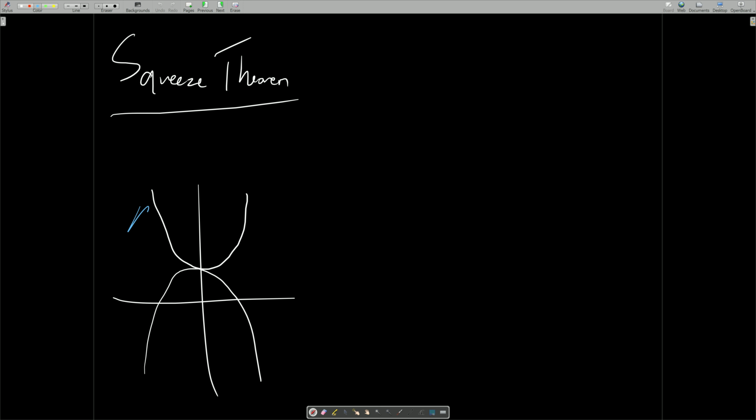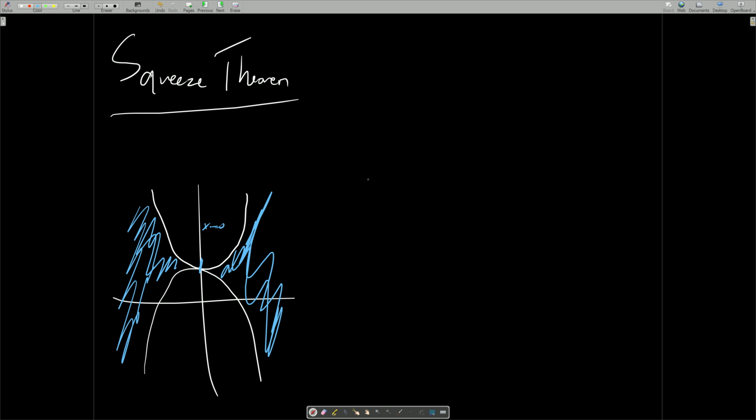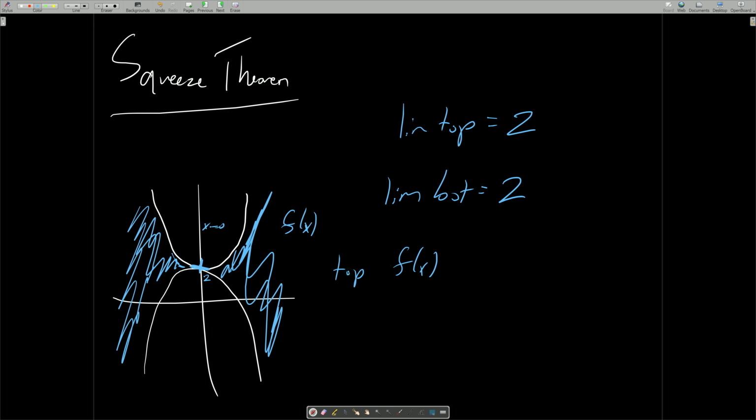Squeeze theorem. Let's say you have a function, it's between this top one and this bottom one. And let's say we have x equals 0 here. You're going to find the limit of f of x, which is this blue shaded area. And since this is squeezed between these two functions, let's say this is 2. Because the limit of the top one is 2, the limit of the bottom one is 2, and they squeeze f of x together. And since f of x is between the top and the bottom, that means the limit of f of x is 2. That's the squeeze theorem.